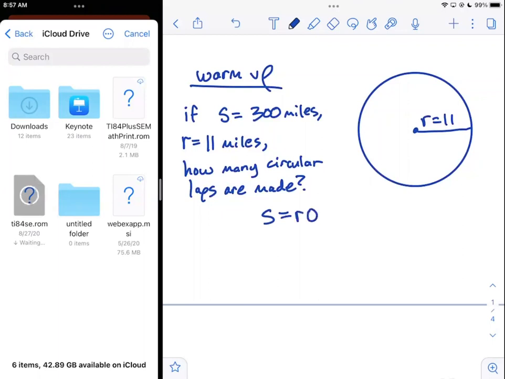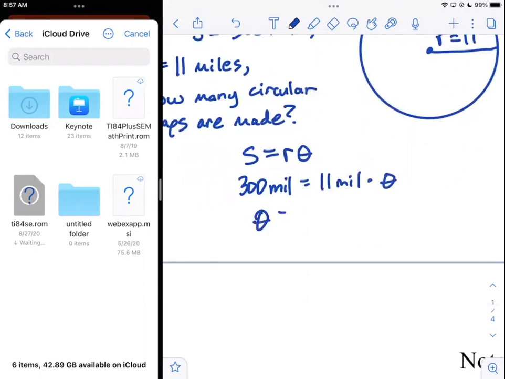So S equals R theta. Let's plug in. We've got 300 miles, and the radius is 11 miles, times theta. If I solve for theta, it's going to be 300 divided by 11, and the miles are going to divide out, right? So that's going to give me radians.